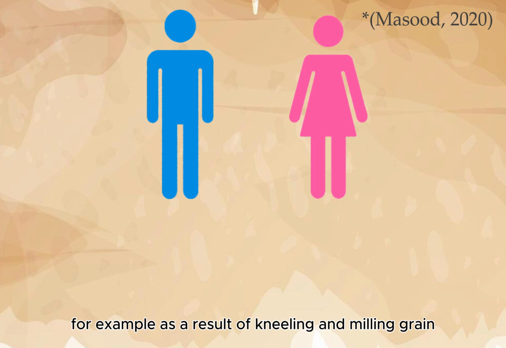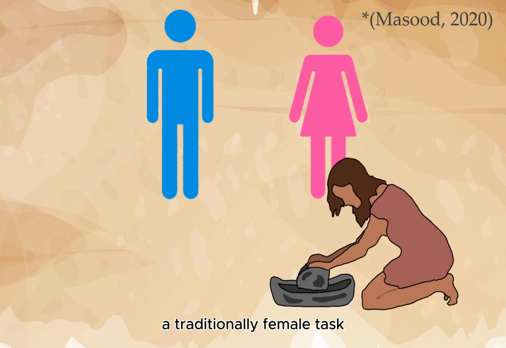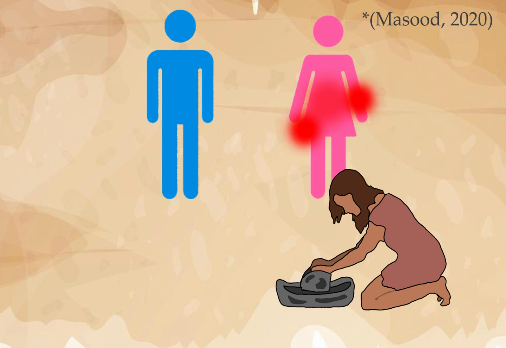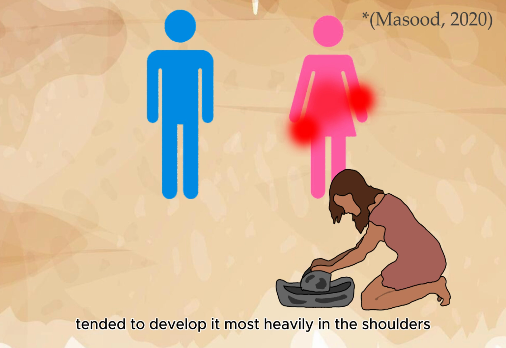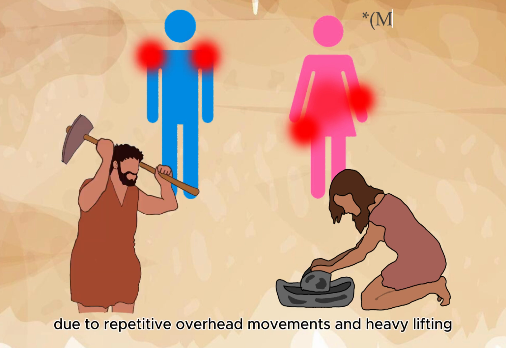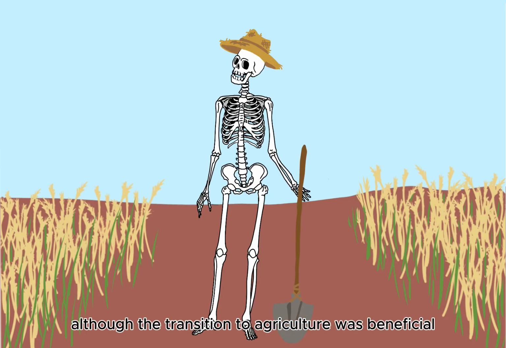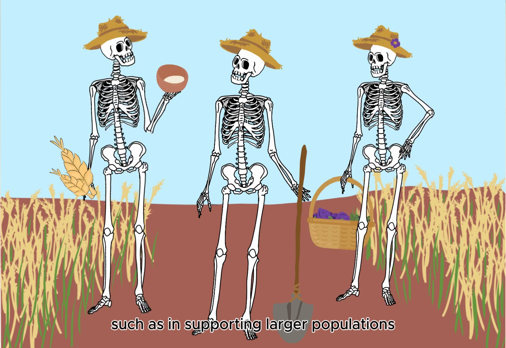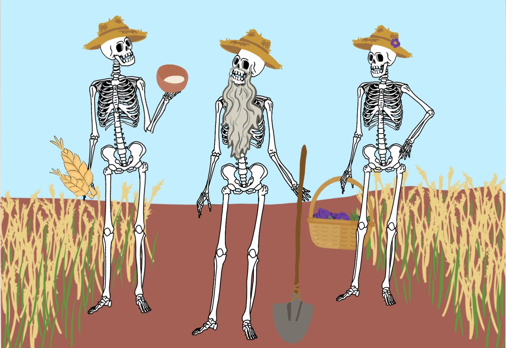For example, as a result of kneeling and milling grain, a traditionally female task, women tended to develop arthritis most heavily in the wrist, lower back, and hips. Men, however, tended to develop it most heavily in the shoulders due to repetitive overhead movements and heavy lifting. Although the transition to agriculture was beneficial for humans in many ways, such as in supporting larger populations and increasing life expectancy, we have seen that it has also had its pitfalls.